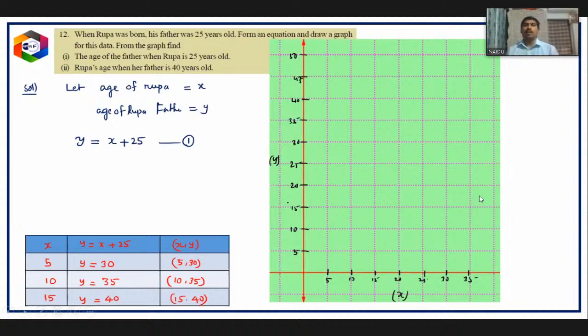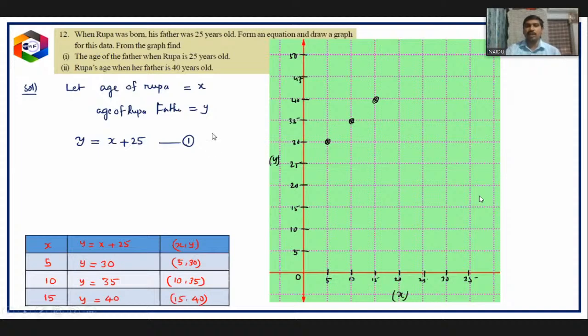Now let us plot the points. (5, 30): this is 5 and this is 30. So this is the point. Next, (10, 35): horizontal direction 10 and vertical 35. This is the point it satisfies. Next, (15, 40). So this is the point. Now we have 3 points, and upon joining them using the scale, you will get a straight line.